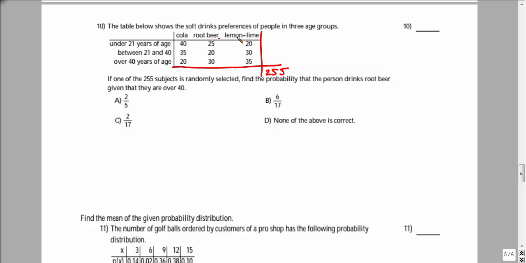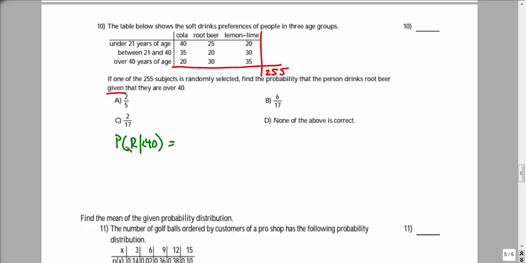So out of this whole box, it says if one of the 255 subjects is randomly selected, find the probability that the person drinks root beer given that they are over 40. So this word given is very important. The given basically means we have a conditional probability. So we have something like the probability of A given B. But what we have here is that the person drinks root beer, so I'm just going to use R for root beer, given that they are over 40. I'm just going to put in greater than 40 to make sure we understand we're in this last row.